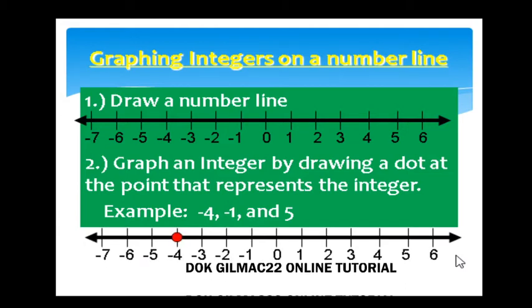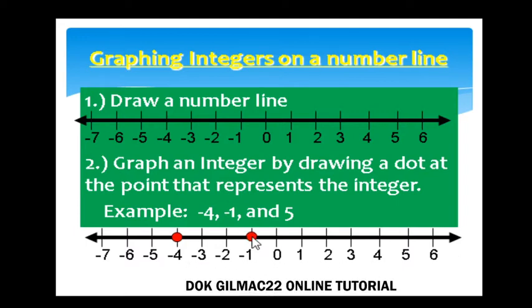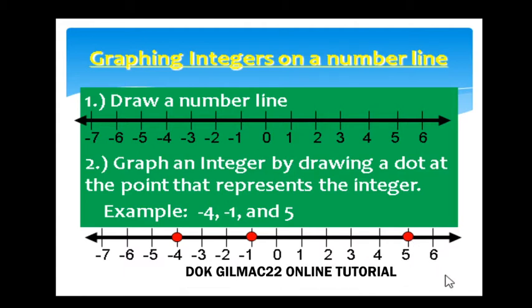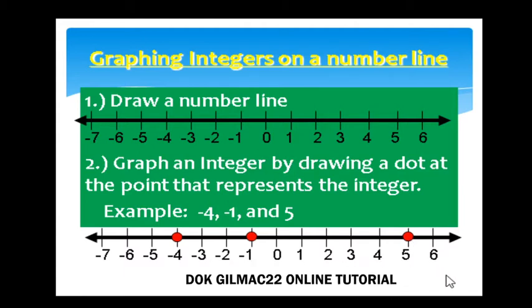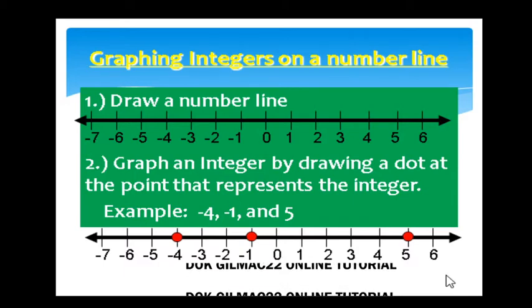So, we have negative 4. Then we have negative 1. Then we have positive 5. So that's how easy it is to graph integers on a number line.